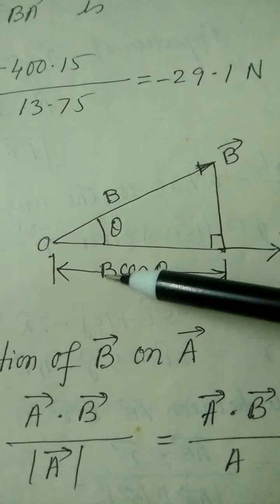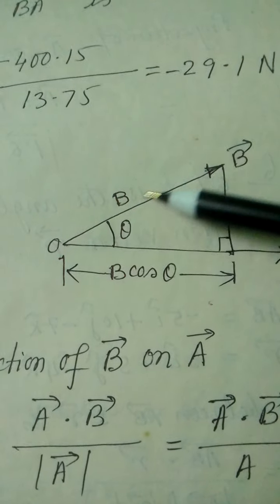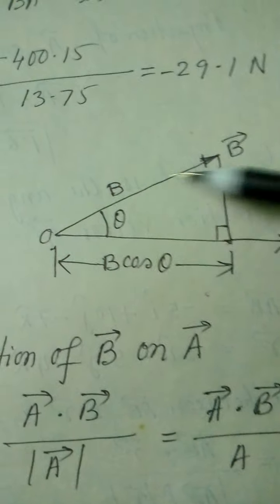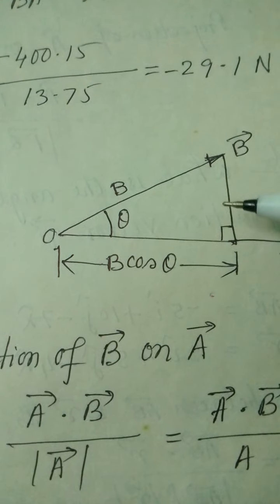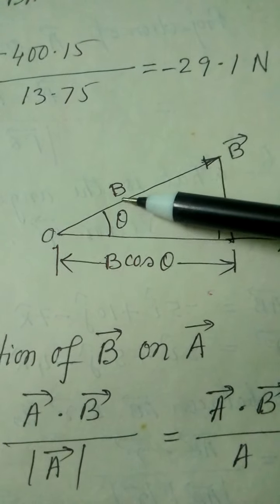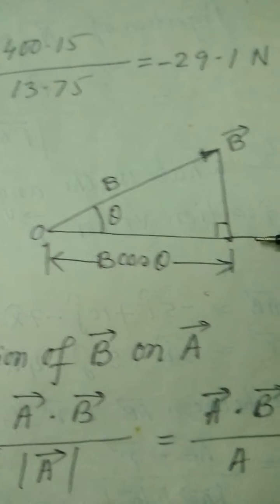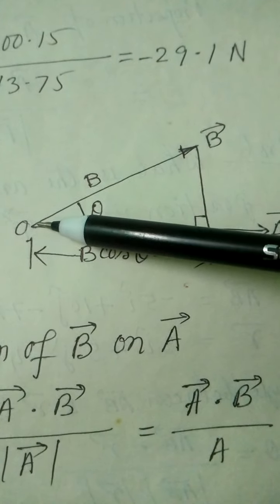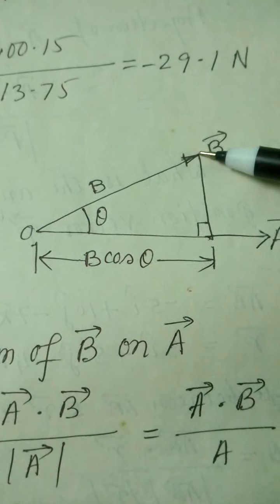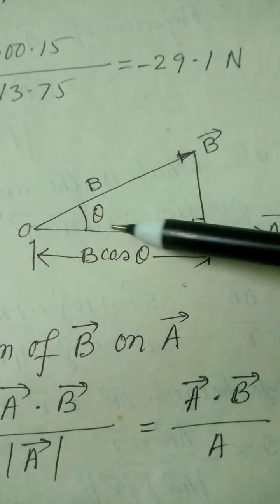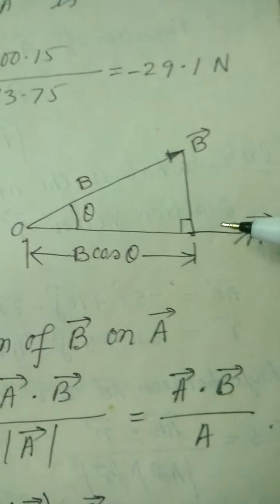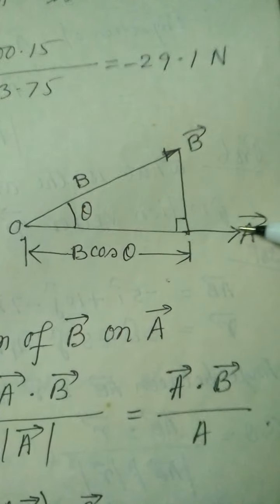We will talk about the projection. This is a vector OB, O to B. This is the B vector. Now this is the A vector. If we take the magnitude of B as B here, this should be B cos theta in magnitude. This direction is the A vector.